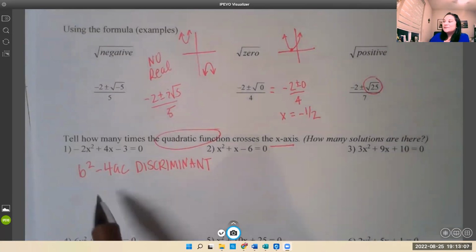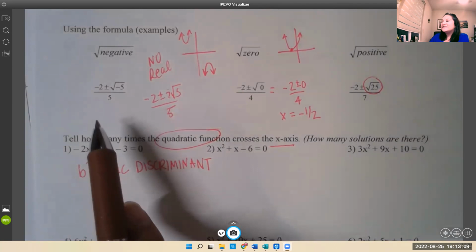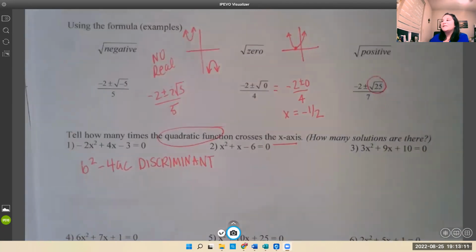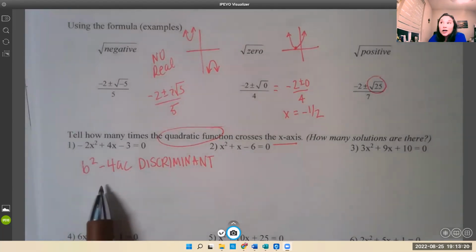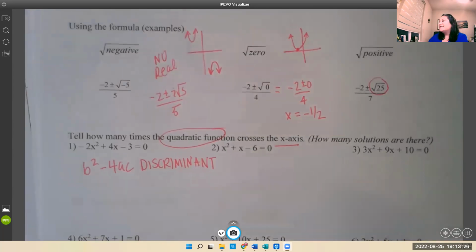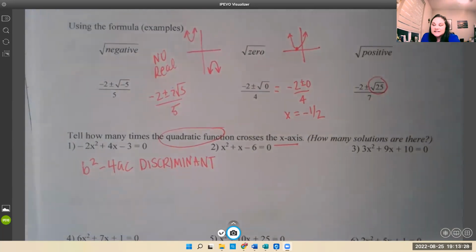So this, whether it is negative, 0, or positive, will tell you how many times the quadratic function will intersect the x-axis. They're not asking where does it intersect, they're saying how many times does it. Okay, so let's roll through these 3, and then hopefully that's enough information for you to complete the rest of your homework assignment.